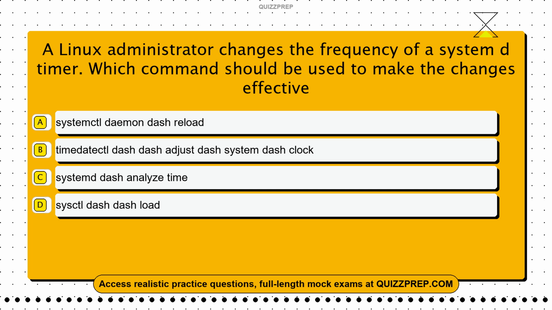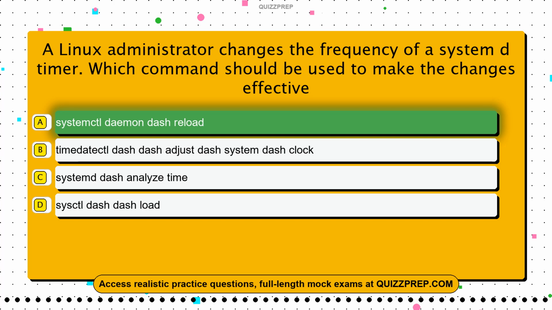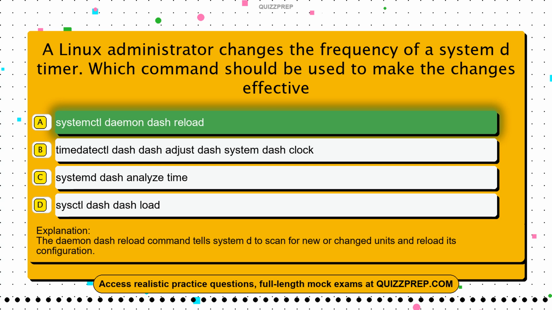Option A, systemctl daemon-reload. Option B, timedatectl adjust system-clock. Option C, systemd-analyze time. Option D, sysctl -load. The correct answer is option A, systemctl daemon-reload. The daemon-reload command tells systemd to scan for new or changed units and reload its configuration.